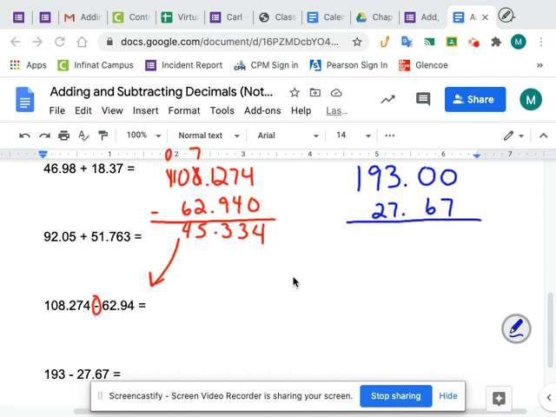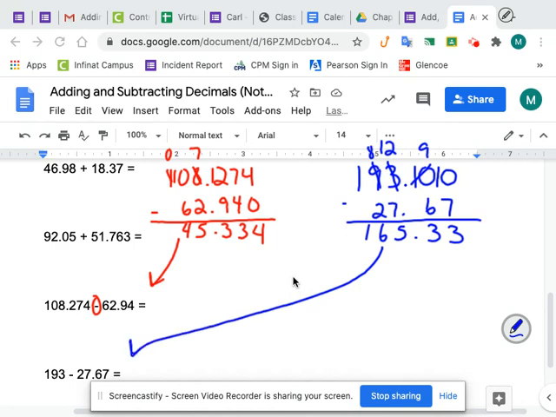Now I need to make sure that I come all the way over to the 3, which is in the ones place, and borrow from there. And then bring that all the way across. And then borrow again. 12 subtract 7 is 5. 8 subtract 2 is 6. So 165 and 33 hundredths ends up being our final answer for the last example. Use these notes and examples to help you solve the 10 problems on your assignment.